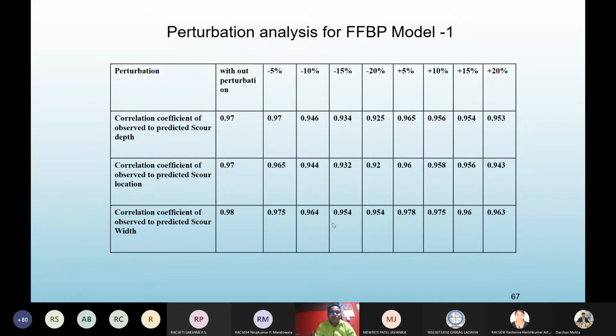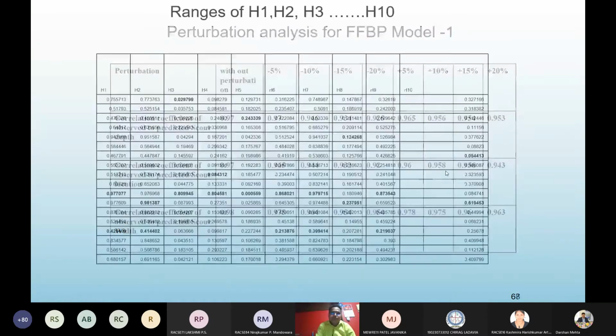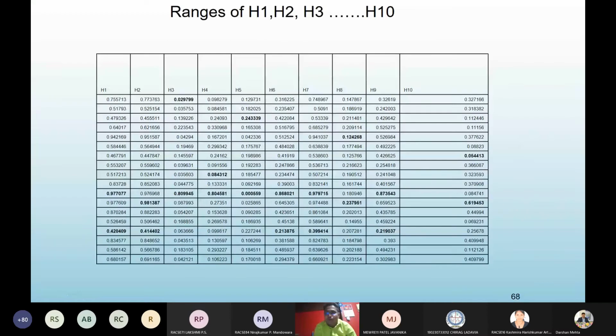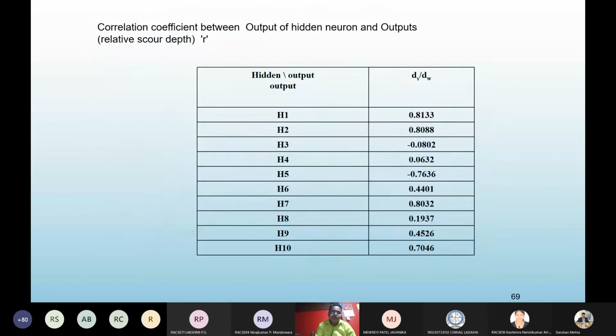So without perturbation, you can see this is the correlation coefficient. With minus 5%, 10%, see how it keeps decreasing. This is the thing I have done. I have not published this anywhere. I did not publish this one. Then, the correlation coefficient with hidden neurons.